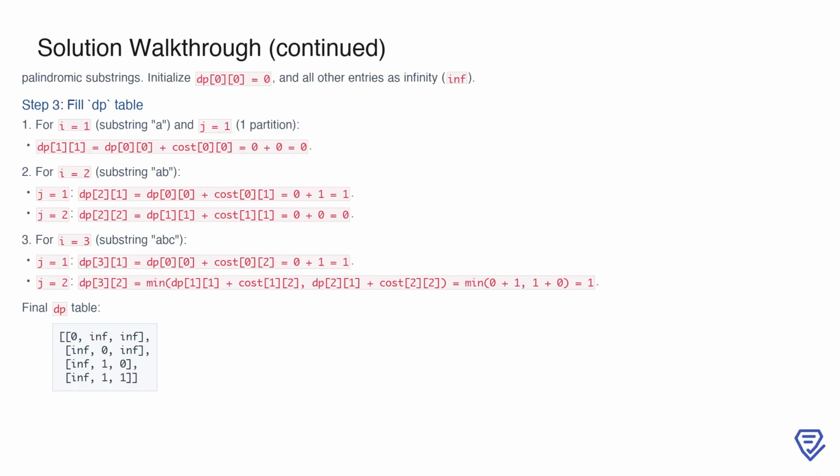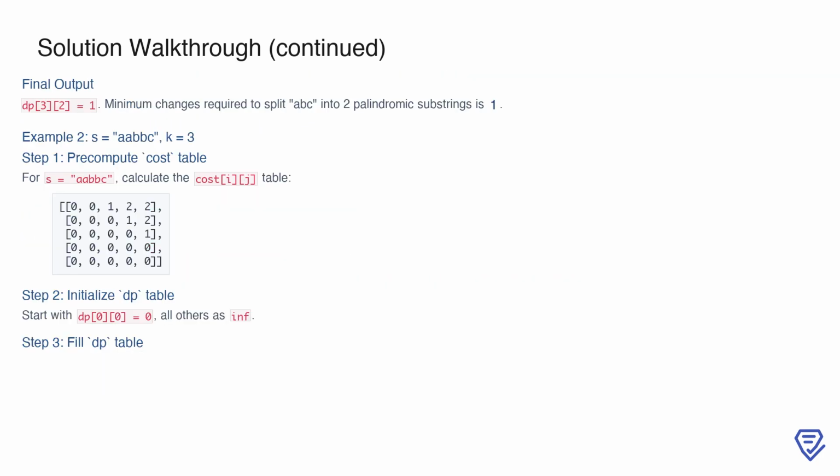Finally, for i equals 3, the substring ABC, and j equals 1, the value of dp[3][1] is dp[0][0] plus cost[0][2], again resulting in 1 because only one change is needed to transform ABC into a palindrome. For j equals 2, we calculate dp[3][2] as the minimum of two options, splitting after the first character or splitting after the second. This gives us a value of 1. The completed dp table now shows the minimum changes for all possible configurations. From the dp table, we find that dp[3][2] equals 1, meaning the minimum changes required to split the string ABC into two palindromic substrings is 1.